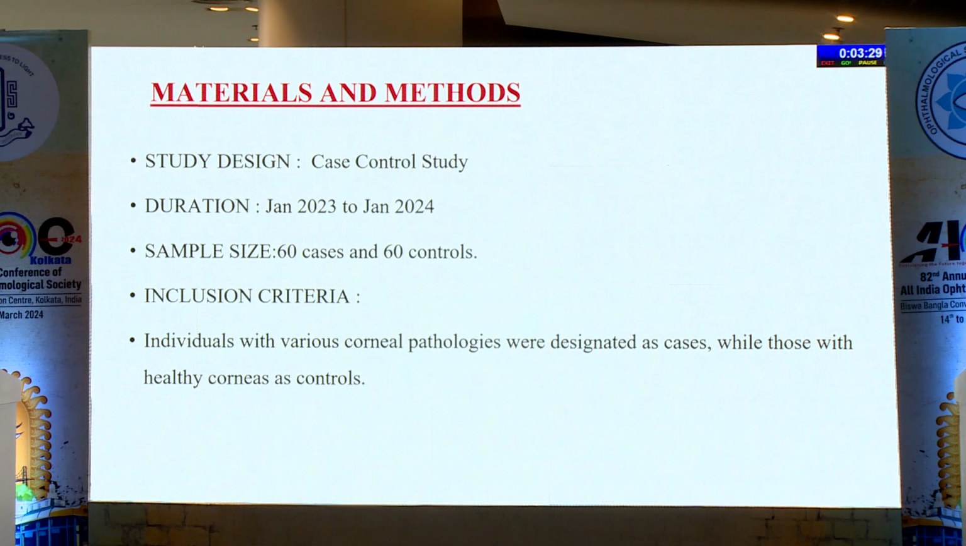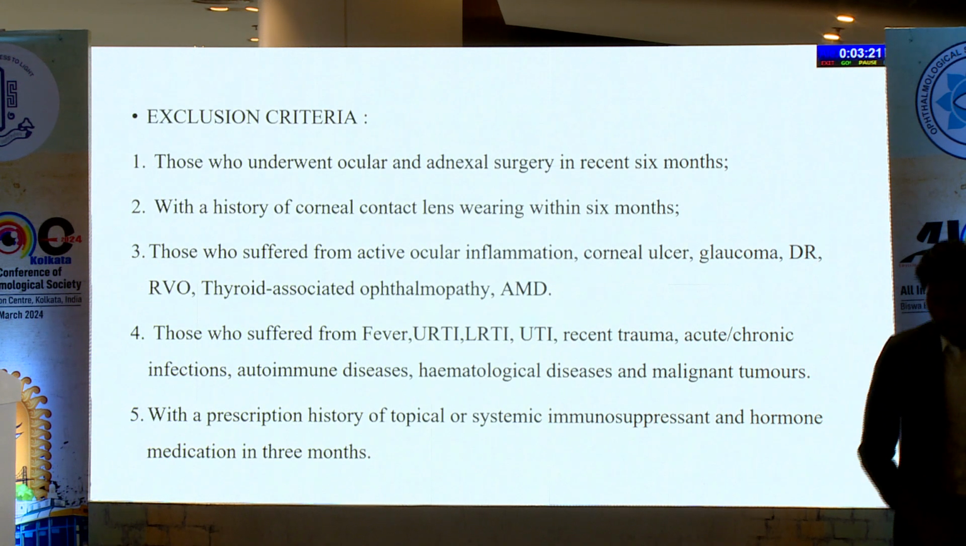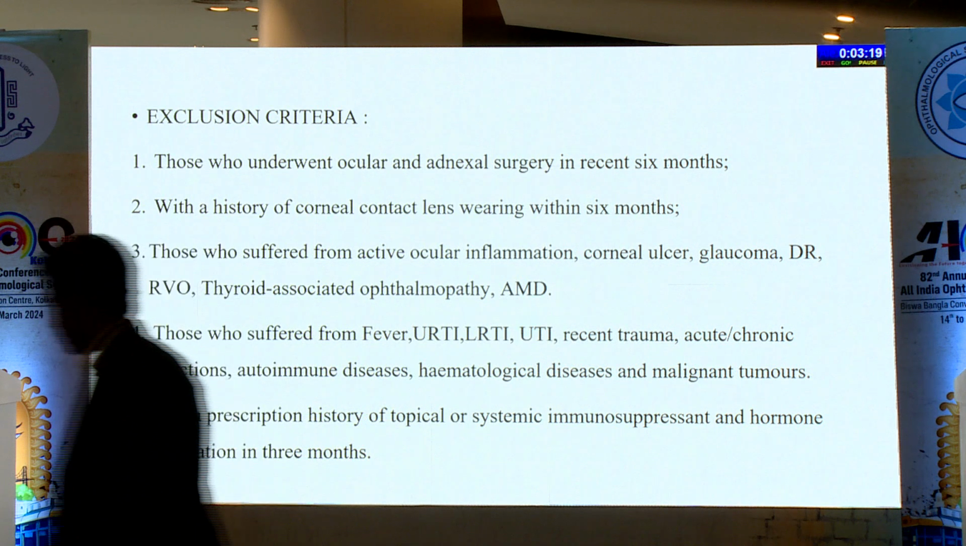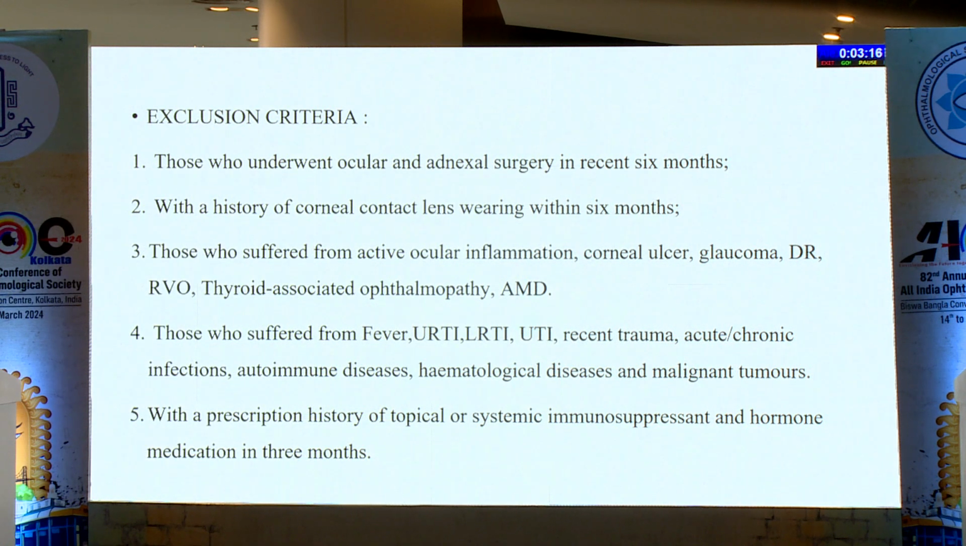My inclusion criteria were patients with corneal pathologies, while those with healthy corneas were considered controls. Exclusion criteria: those who underwent ocular and adnexal surgery in the recent 6 months, with a history of corneal contact lens wear within 6 months, those who suffered from active ocular inflammation, corneal ulcer, glaucoma, diabetic retinopathy, thyroid associated ophthalmopathy, AMD, those who suffered from fever, URTI, LRTI, UTI, recent trauma, acute or chronic infection, and also with a prescription history of topical or systemic immunosuppressant and hormone medication in the past 3 months.